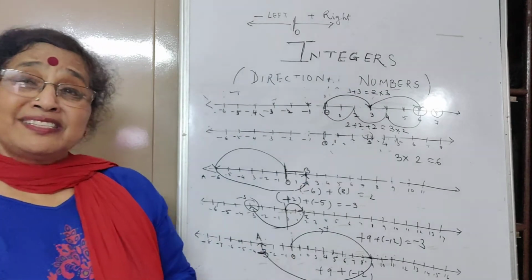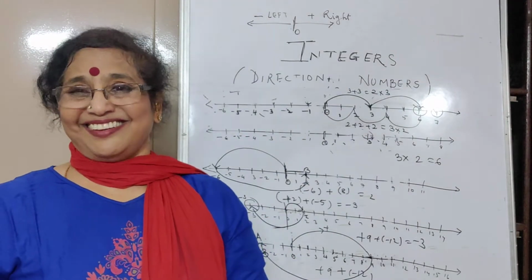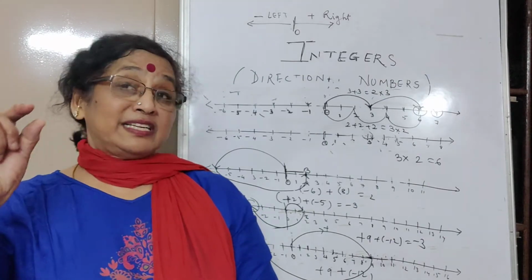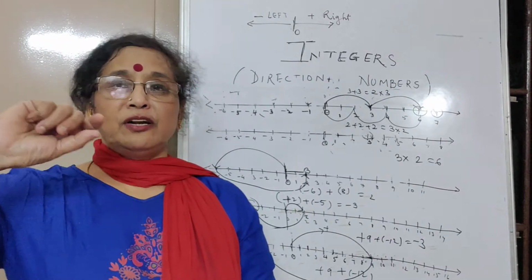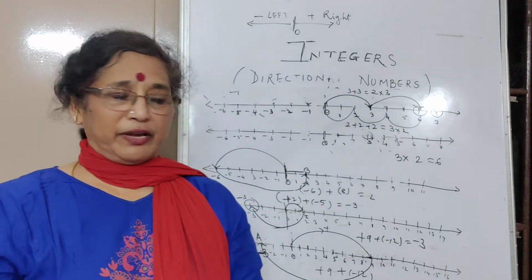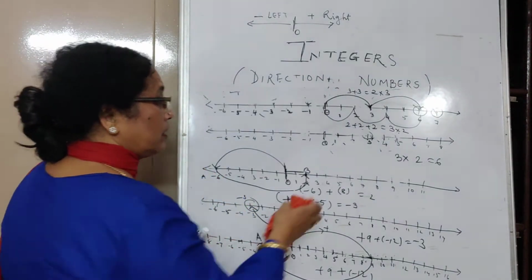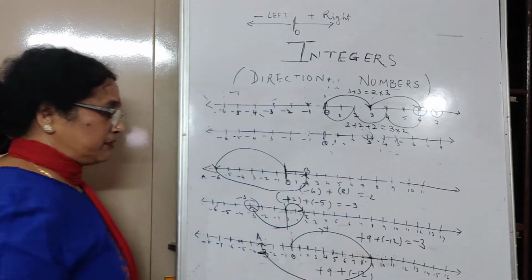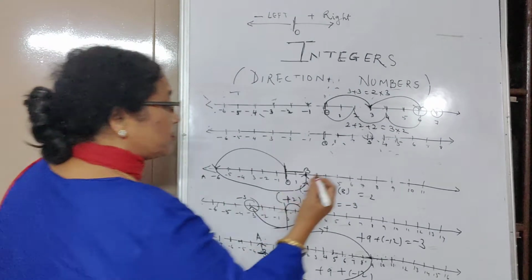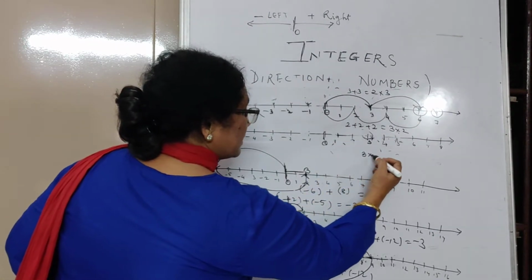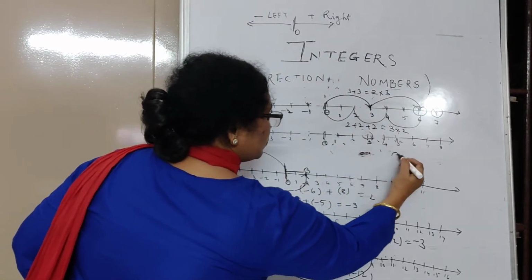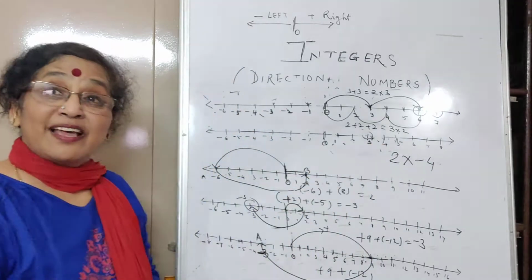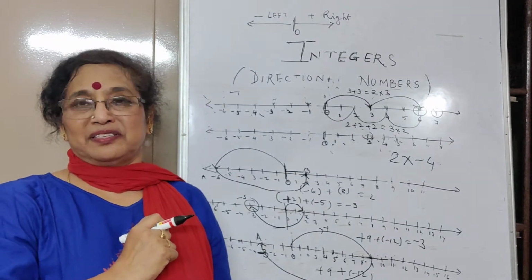Now what happens when it is 2 times minus 3? The teacher will say 2 is positive, 3 is negative, so write plus into minus is minus. Let me explain why. Now on this second number line, suppose I say 2 times minus 4. That means minus 4 added twice.